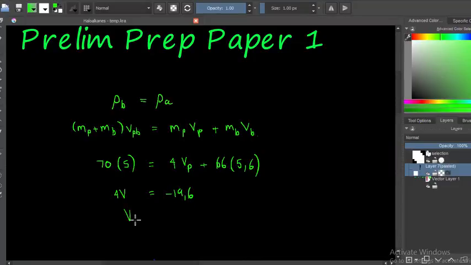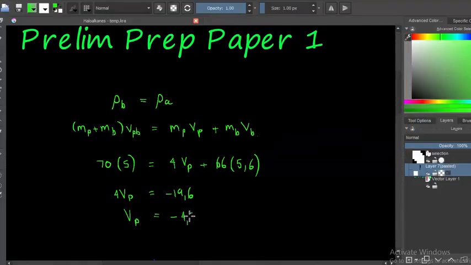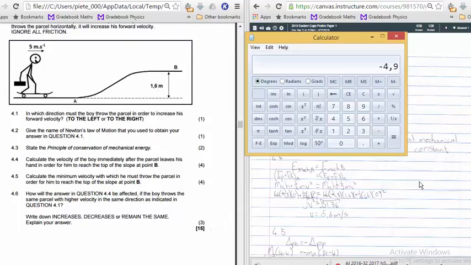So my velocity for the parcel will be, divided by 4, negative 4.9. Negative 4.9 meters per second. And that is therefore 4.9 meters per second to the left. Excellent. Let's see if that's what the student did.